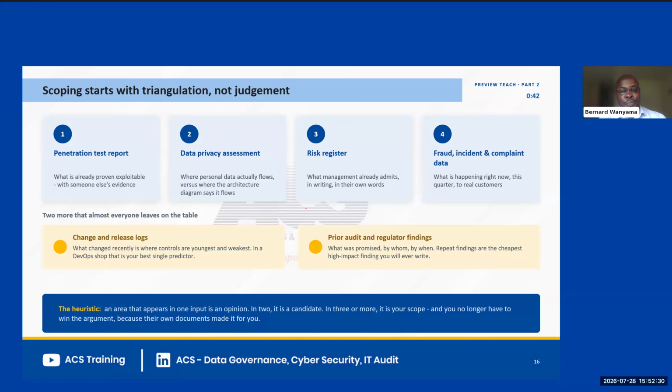Okay, so let's just look at some artifacts that the organization might have. You might have a pen test report from the previous quarter or the previous year. You might also have data privacy assessments. You might have a risk register that the organization is using to run their internal risk management.